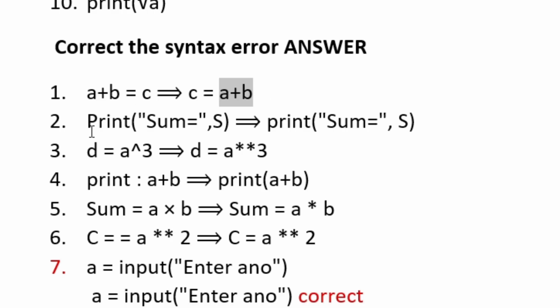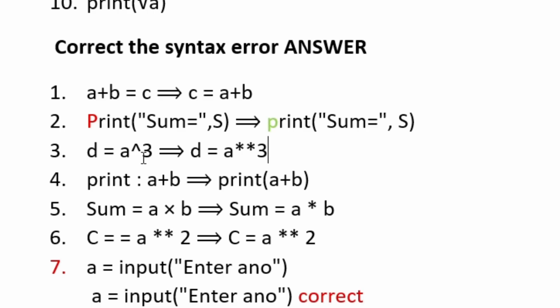Number 2. Wrong code: Print in capital letters. Correct code: print in small letters. Explanation. Python is case sensitive. That means print with capital P is not recognized. But print in lowercase is the correct function.